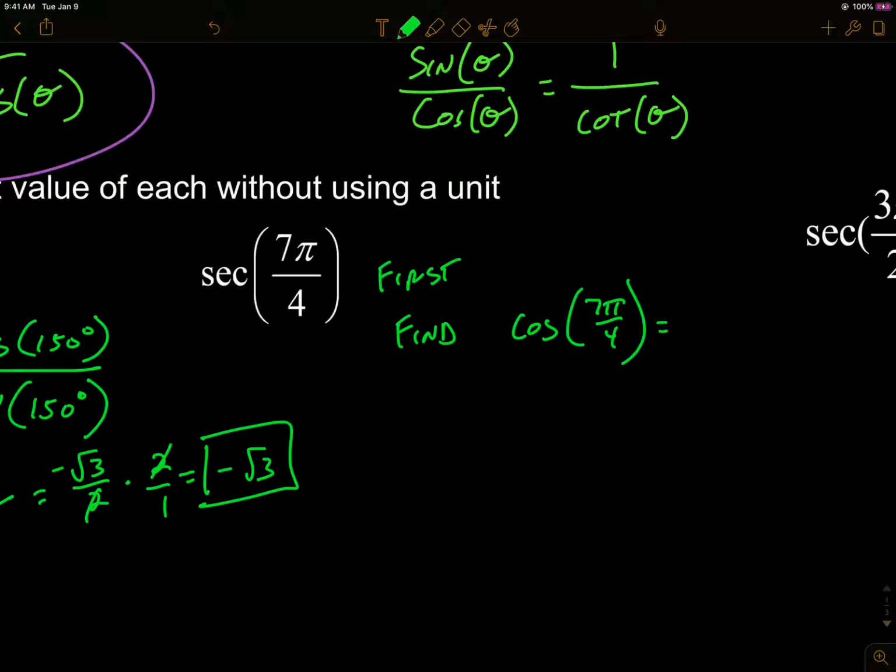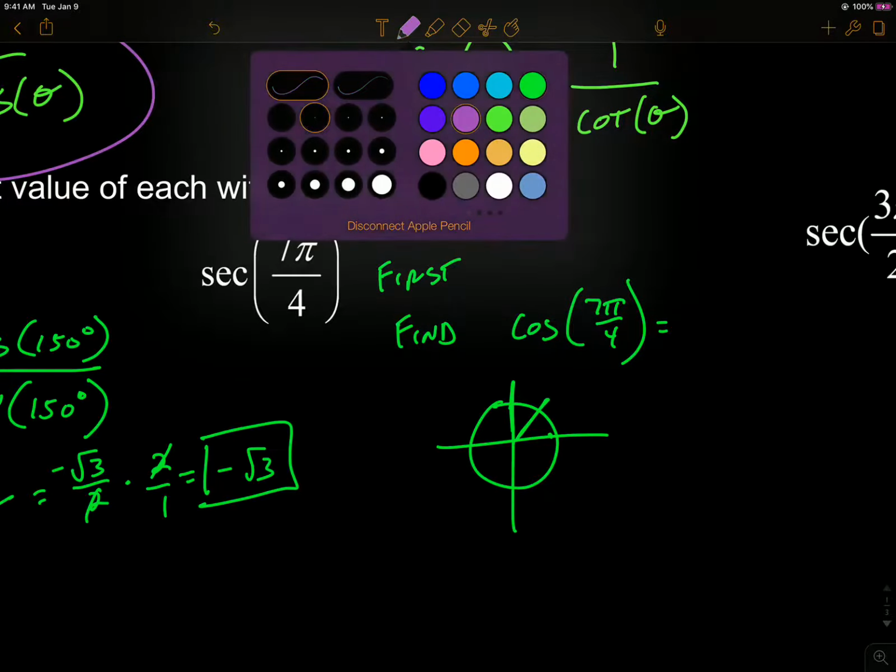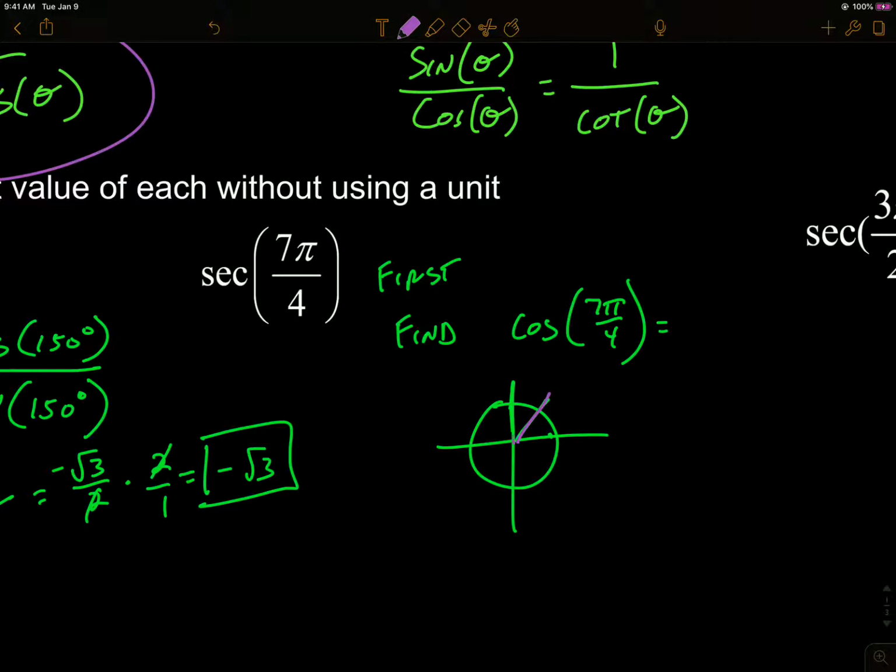So to find cosine of 7 pi over 4, if I take pi and break it into 4, so I got 1 pi over 4. Right. This is 1 pi over 4. This is 2. I'll draw it in purple so we can see. 1 pi over 4, 2 pi over 4, 3 pi over 4, 4 pi over 4, 5 pi over 4, 6 pi over 4, 7 pi over 4. There's my terminal side. So I've got this triangle going on here.